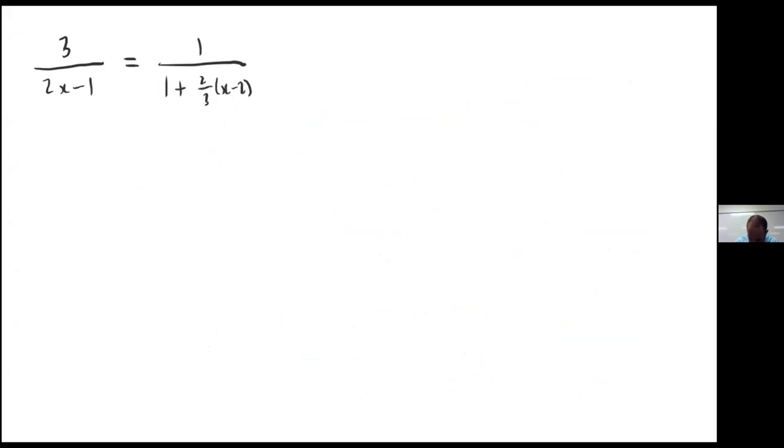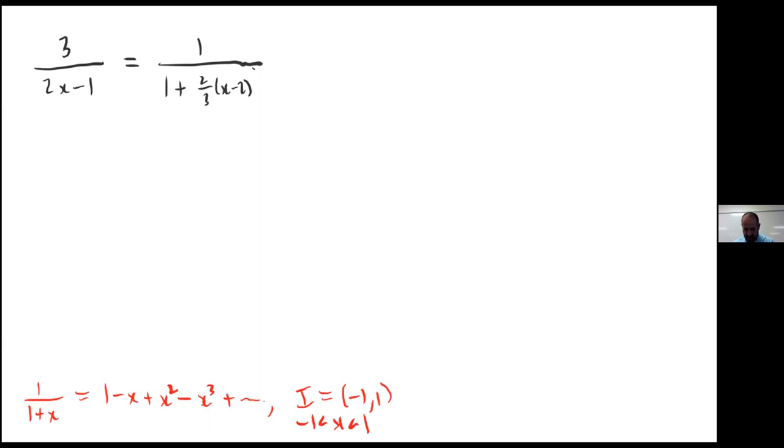2/3 times the quantity x minus 2, because I wanted specifically to expand this thing with a center of 2, yeah? And then I'm going to use the power series 1 over 1 plus x. I'll write it down here. 1 over 1 plus x equals 1 minus x plus x squared minus x cubed plus etc. with interval of convergence equal to -1 to 1, which means -1 is less than x is less than 1. Okay, and I'm going to expand this thing out.